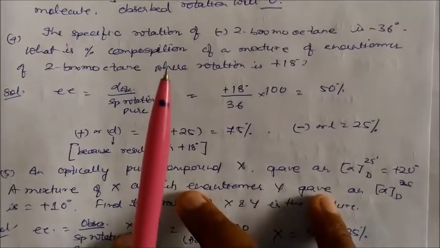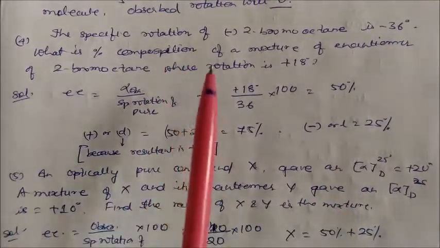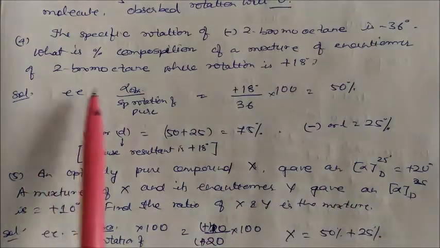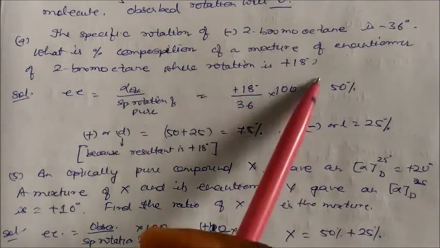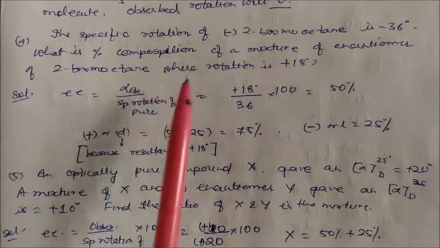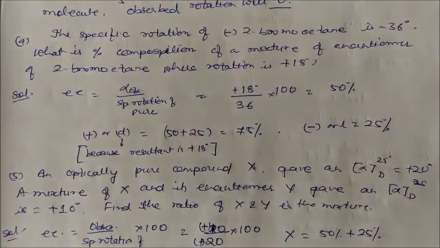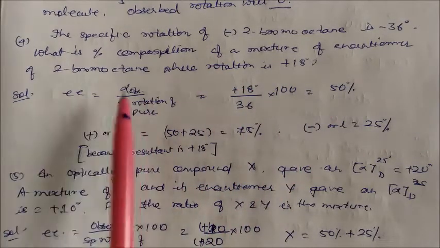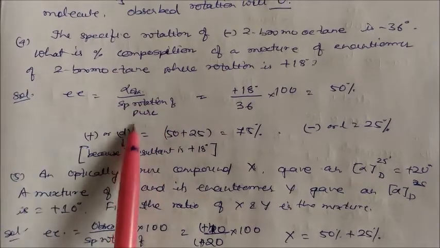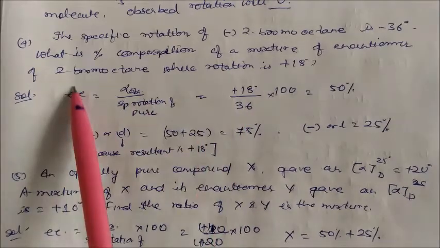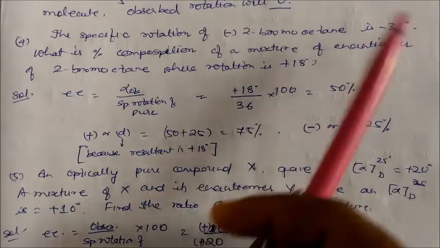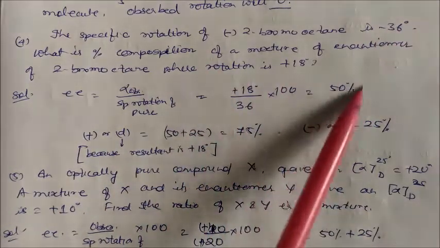Let us see the next example. The specific rotation of plus 2-bromooctane is minus 36 degrees. What is the percentage composition of a mixture of enantiomers of 2-bromooctane where the rotation is plus 18 degrees? Again use this formula: enantiomeric excess is the observed rotation divided by the specific rotation of the pure enantiomer. The observed rotation is plus 18, divided by 36. This is negative, so you will get a 50% excess.